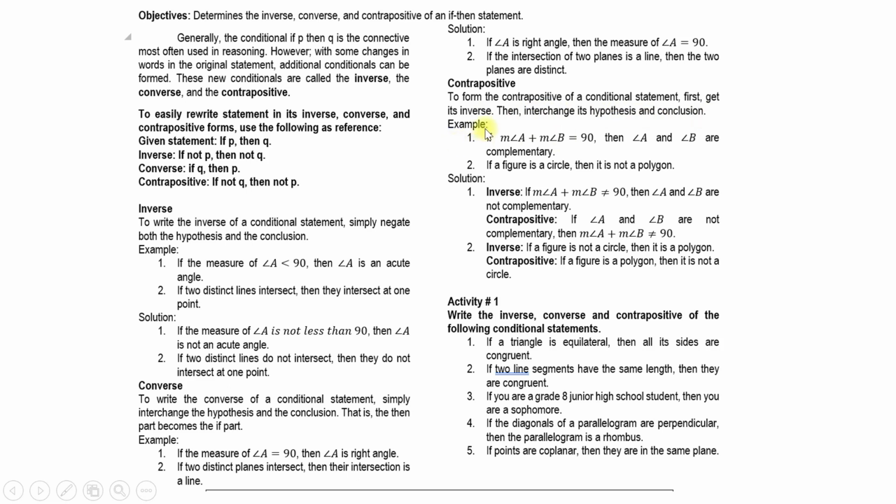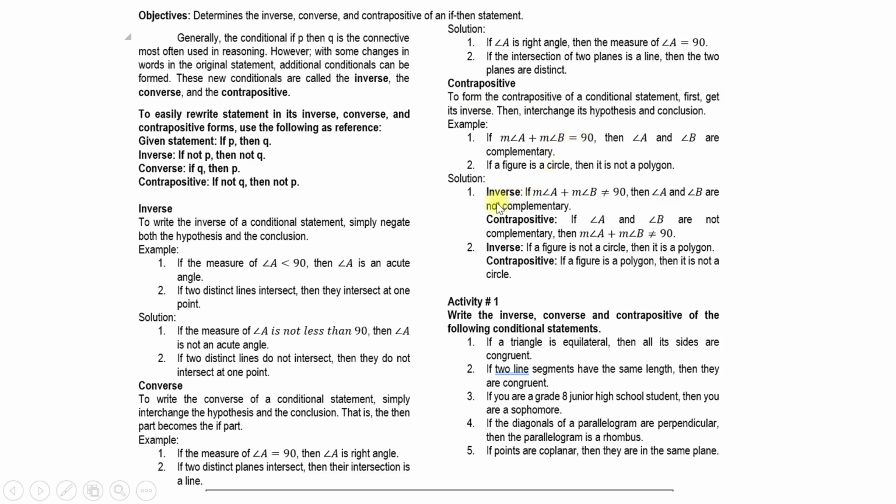Okay, example. If measurement of angle A plus measurement of angle B is equal to 90, then angle A and angle B are complementary. Again, sa ito giingon, kuhaon kuno ang inverse. So, unsa may inverse anay? Negation sa given statement.